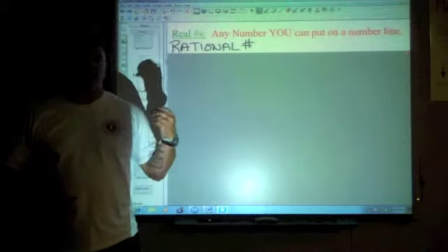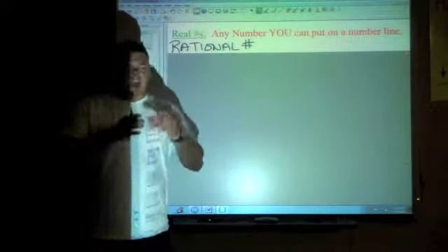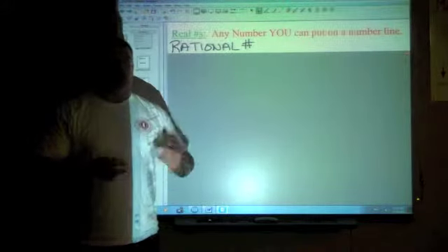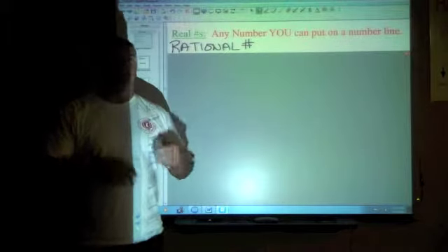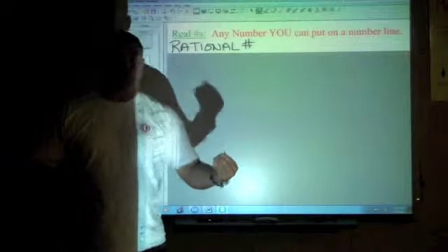I know that sometimes we take real numbers and we approximate where they go, but I'm talking about there's an actual spot for 2. There's an actual spot for 20. There's an actual spot for 1/2. There's an actual spot for the decimal 0.25.